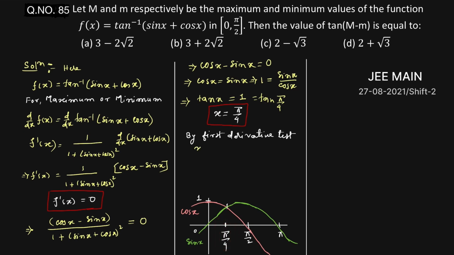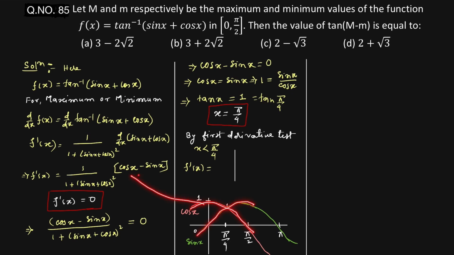So when we take x less than pi by 4, we will see whether f dash x is positive or negative. When the value of x is less than pi by 4, we see in the graph that the cos x graph lies above the sin x graph. So the value of cos x is greater than the value of sin x. So this will give a positive value. So when x is less than pi by 4, we get f dash x positive.